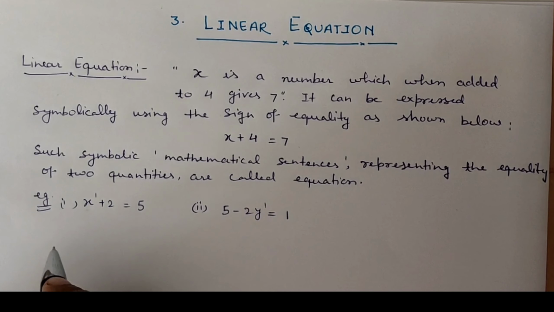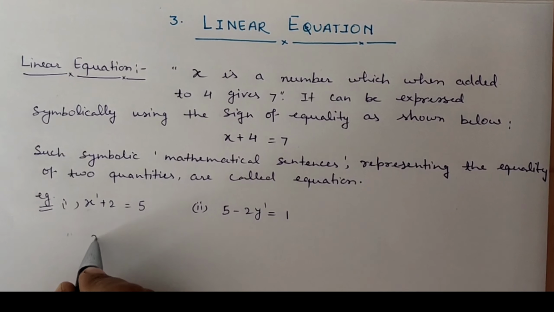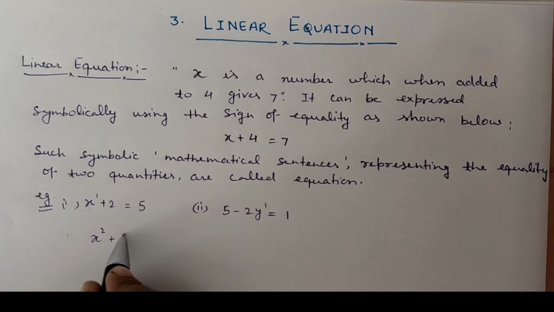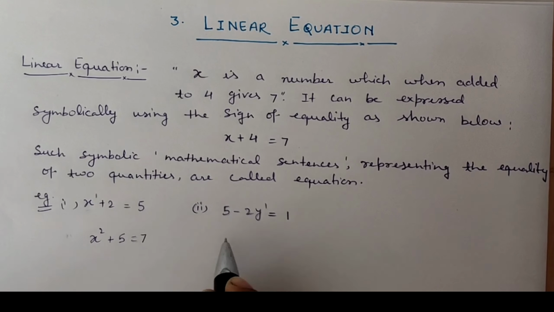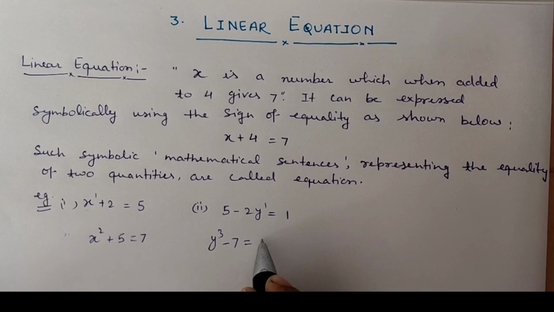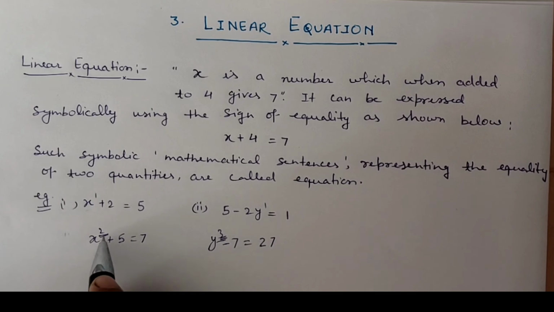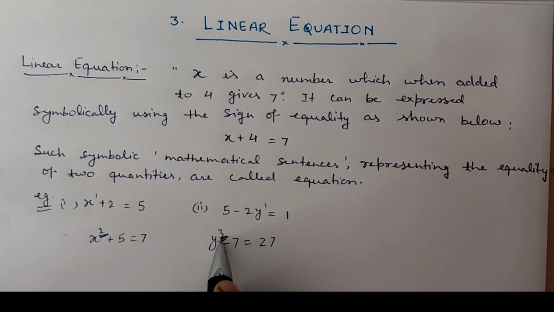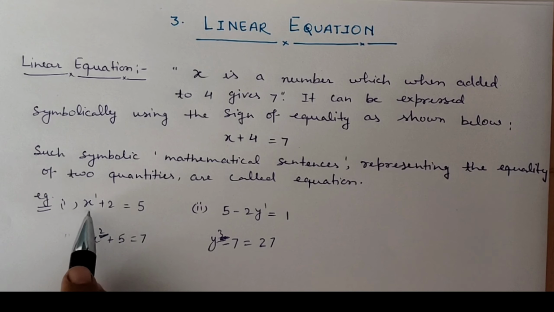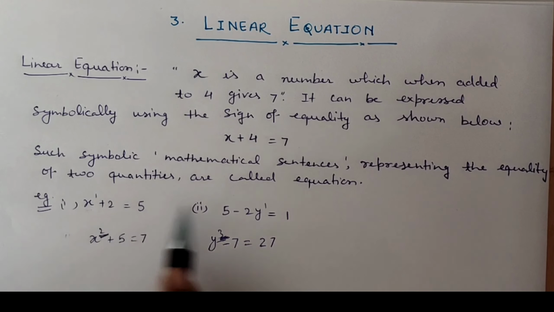Some other examples: x square plus 5 is equal to 7, y cube minus 7 is equal to 27. In these equations, you can see the degree is not 1. So this is not a linear equation, and it is not in your syllabus to learn. Only linear equations you will study, in which the degree of the equation is 1.